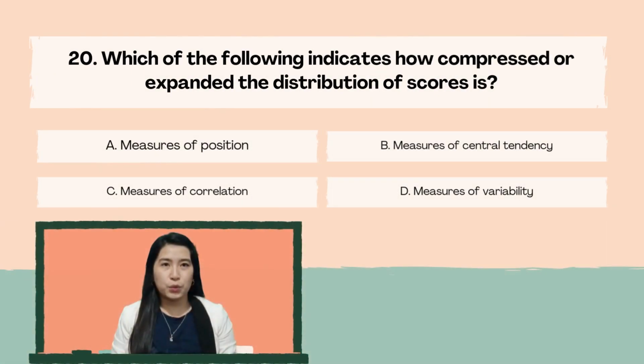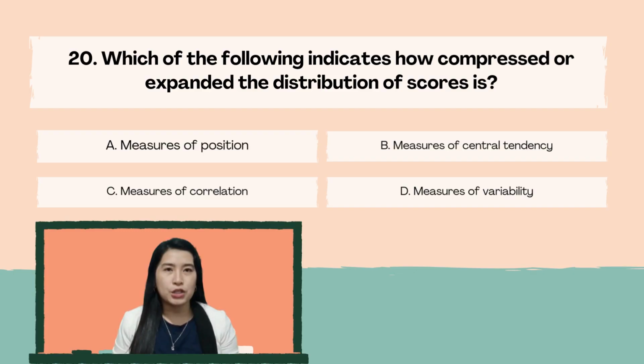Next question. Which of the following indicates how compressed or expanded the distribution of scores is? A. Measures of position, B. Measures of central tendency, C. Measures of correlation, D. Measures of variability. You have 15 seconds to answer.